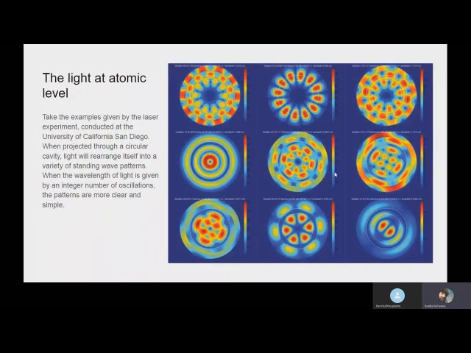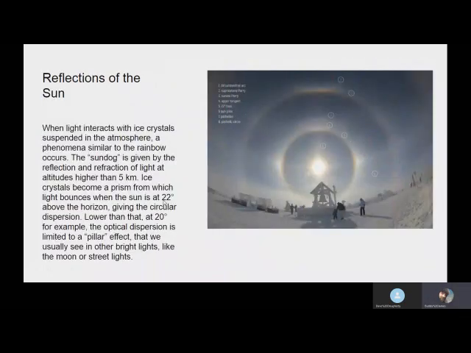The light at atomic level. Take the examples given by the laser experiment conducted at the University of California, San Diego. When projected through a circular cavity, light will rearrange itself into a variety of standing wave patterns. When the wavelength of light is given by an integer number of oscillations, the patterns are more clear and simple. Never knew that before. That's cool. So it's like 3D somatic images of light moving through the circular cavities.